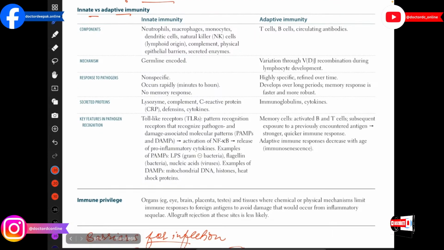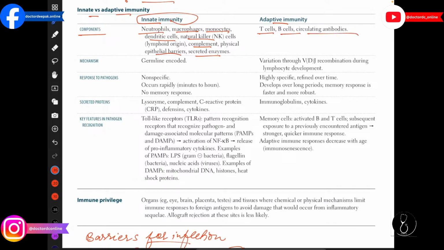Innate immunity has some components, and adaptive immunity also has components. First we go with innate immunity. Innate immunity has neutrophils, macrophages, monocytes, dendritic cells, natural killer cells, complement system, physical barriers and secreted enzymes. On the other side, adaptive immunity has T cells, B cells and circulating antibodies. The mechanisms in innate immunity are germline encoded. Germline encoded refers to genetic information present in germ cells, like sperm and egg cells of an organism, which is inherited by offspring, and they are constant.